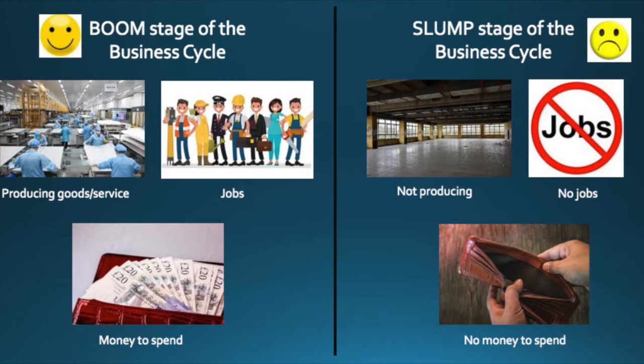Now, on the flip side, let's look at the slump stage. Now, during the slump stage, GDP is very low. The country is not producing much, there aren't many jobs, and people don't have a lot of money to spend. Now, this isn't a good situation, and no country wants its GDP to be really low, and no country wants to be in the slump stage of the business cycle.